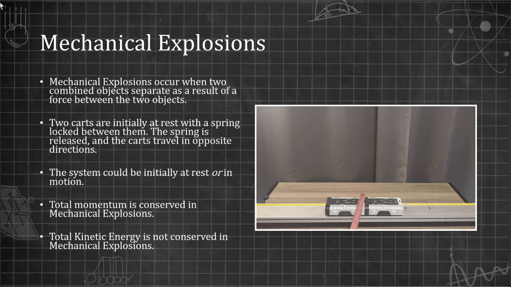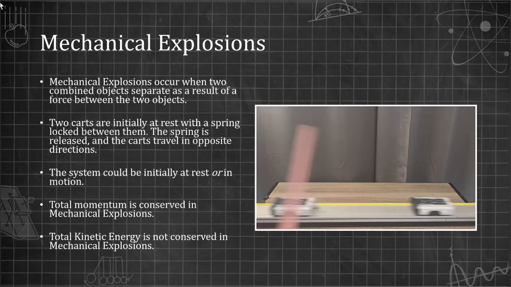It can also be as simple as if you're standing on a skateboard and you jump off, the skateboard goes one way and you go the other way. That would be a mechanical explosion as well. So there's lots of different types of mechanical explosions. But going into this, what we see is that in this example, the carts are initially at rest. After the spring is decompressed, they travel in opposite directions.